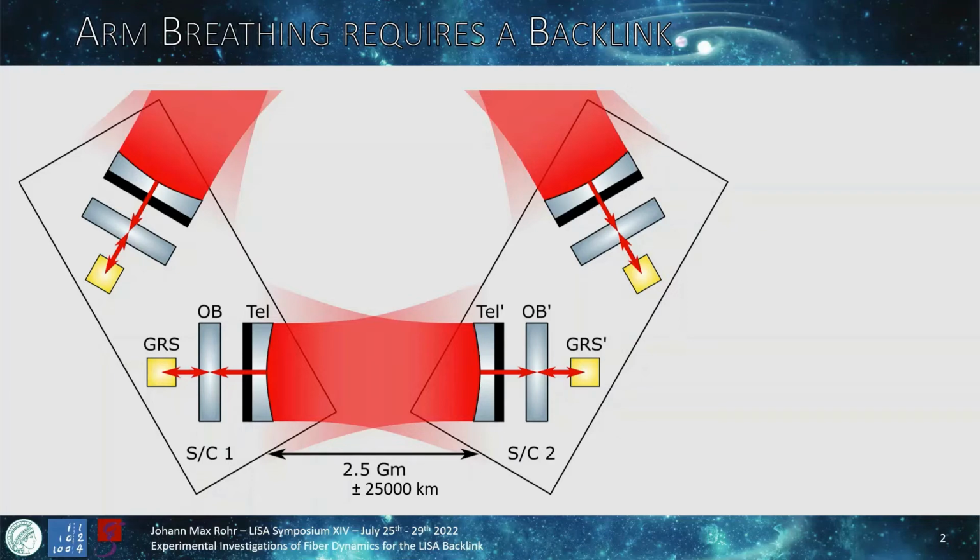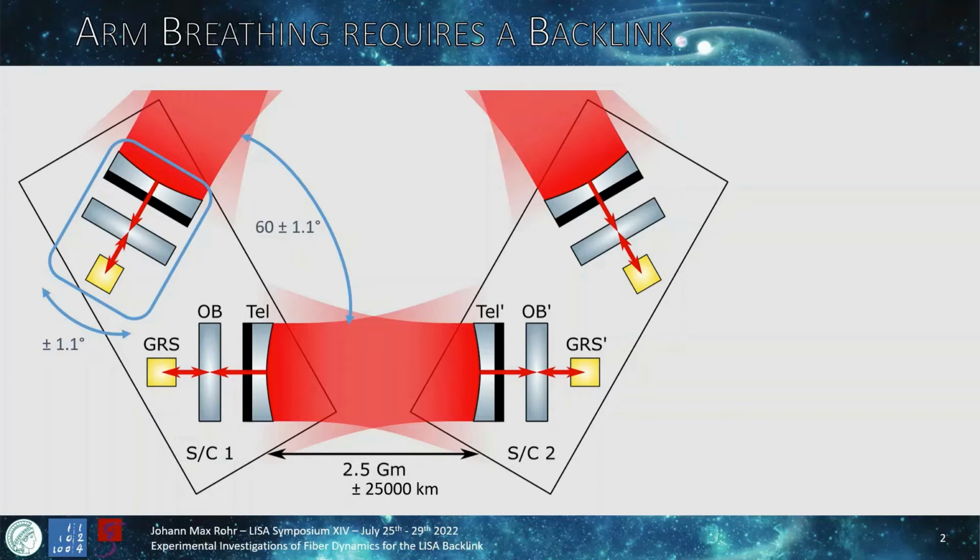As a result of the orbital mechanics, the angle between the inter-spacecraft laser links changes over time by about plus minus 1.1 degree. The spacecraft are designed to compensate for this by actuating the MOSA, movable subunits consisting of gravity reference sensor, optical bench, and telescope. The arm length changes as well.